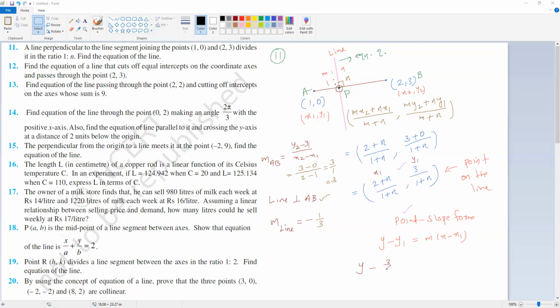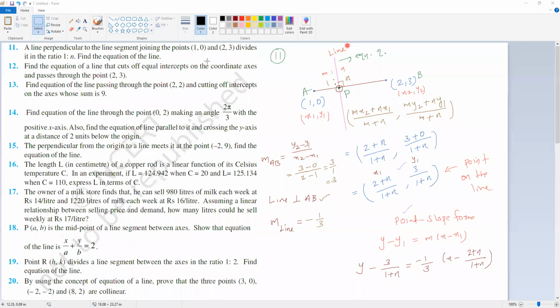So y minus 3 divided by (1 plus n) is equal to m into minus 1 by 3 into (x minus x1), where x1 is (2 plus n) divided by (1 plus n). That's it. If you want, you can simplify, but it's okay. That is the answer. Got it? So the important concept is when two lines are perpendicular, their slopes are negative reciprocals of each other. If two lines are parallel, their slopes are equal.